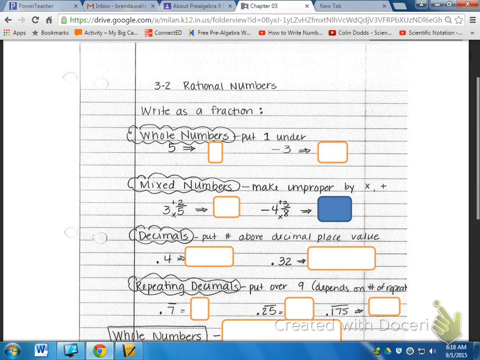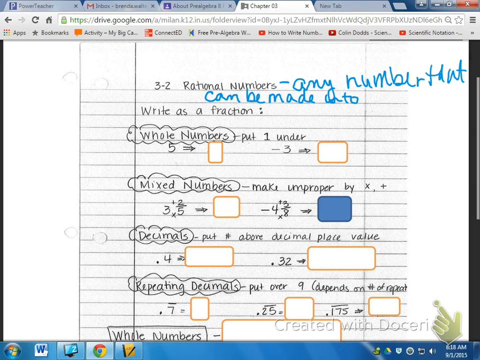So we're continuing on in chapter 3 today. More things about fractions, and this is called rational numbers. The real definition of rational numbers, and we're going to write that up here at the top. A rational number is any number that can be made into a fraction.